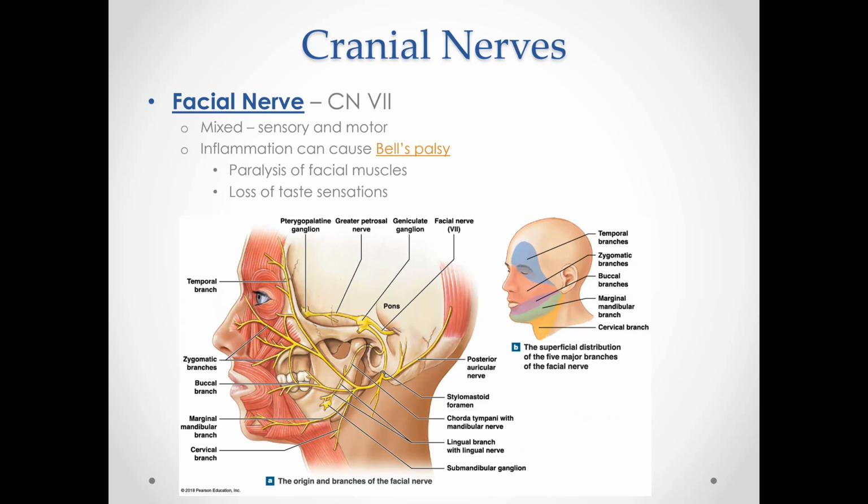The only important thing that I'm going to let you know about this nerve now is that inflammation of this nerve can cause a condition called Bell's palsy. And this results in the paralysis of facial muscles. Usually you see it when a person has a droopy eye or a droop to one side of their mouth. And you can also lose some of your taste sensation since the facial nerve carries quite a bit of the sensory information from the tongue.